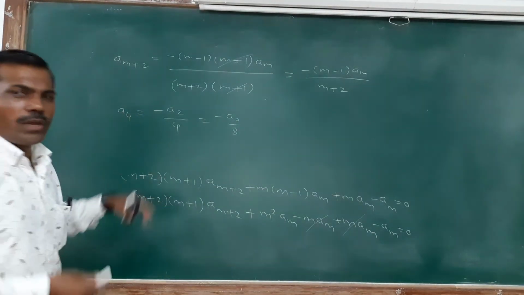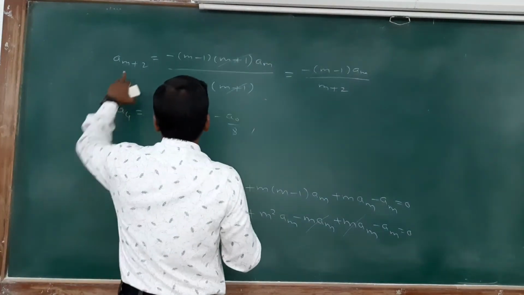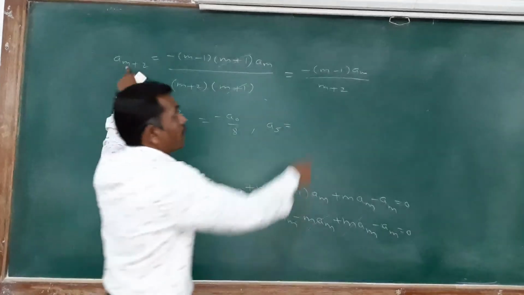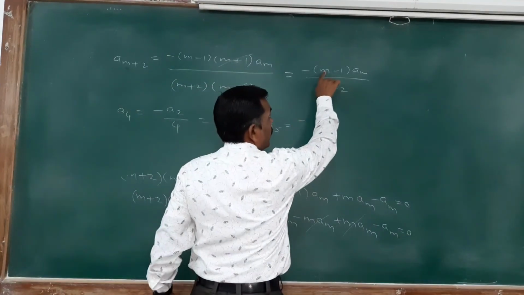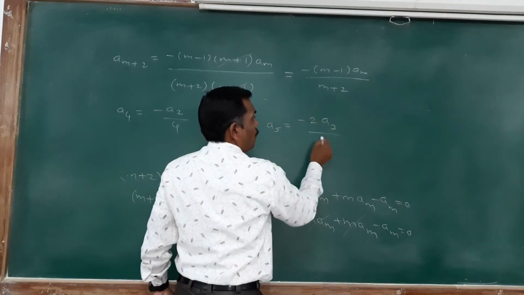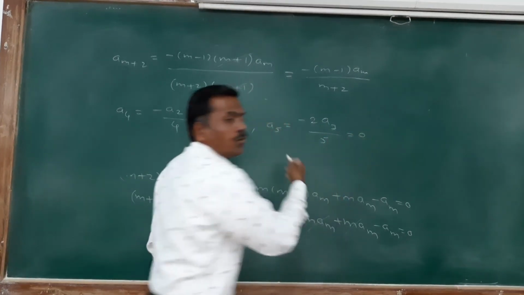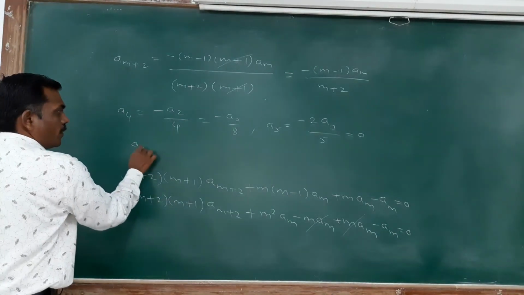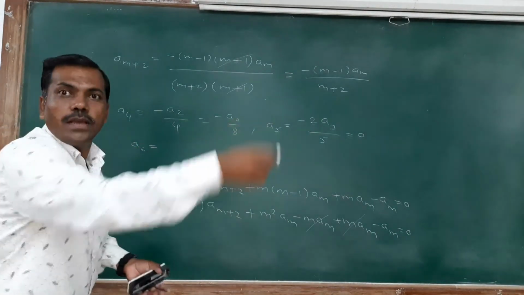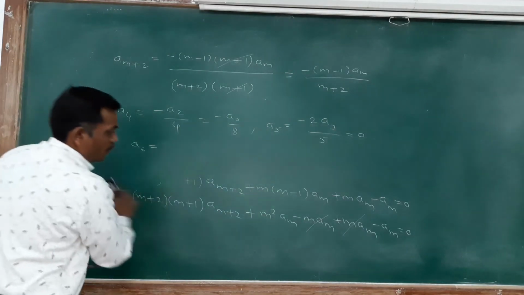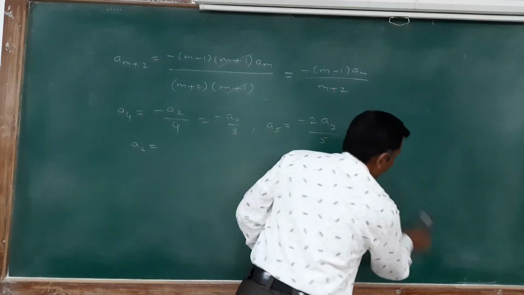Okay. One more value we will find, a5. For a5, m equal to 3. So a5 is equal to minus, m equal to 3, 3 minus 1 is 2, a3 divided by 5. But the value of a3 is 0. So a5 is 0. In a similar way we can find a6, a7, a8. You can find many more values. Okay? And put these values in y.